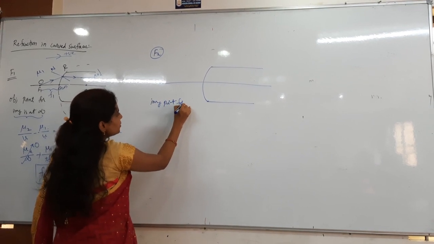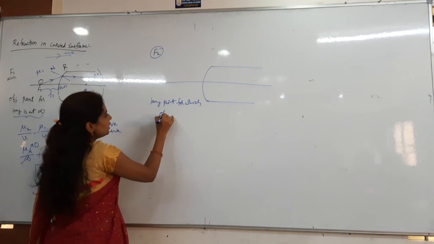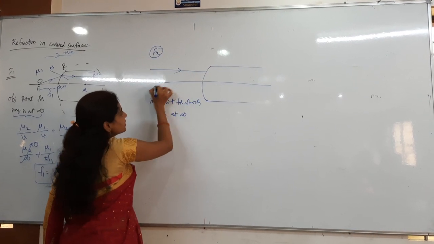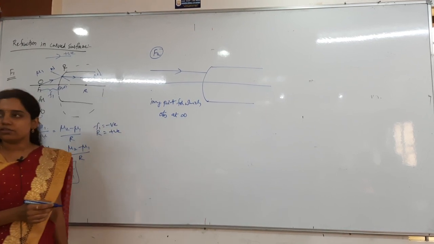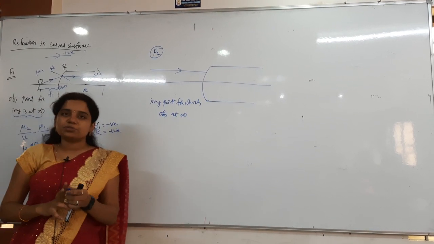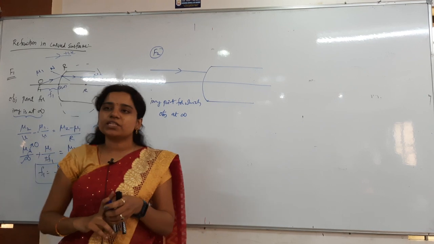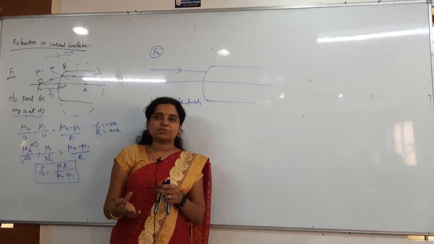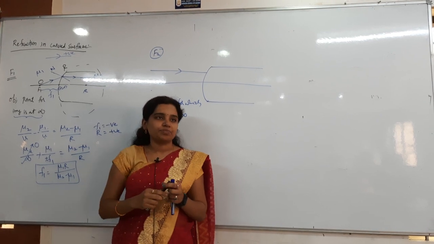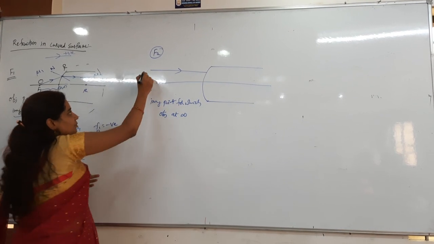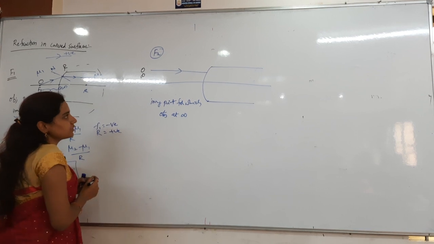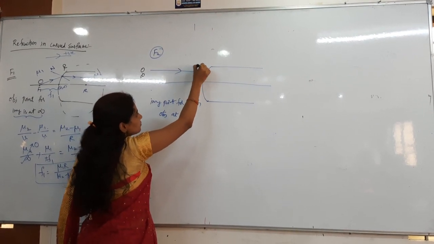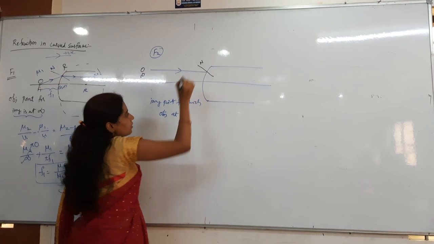Image point for which the object is at infinity. Infinity means the paraxial rays will come, we already know the theory. Whenever the object is placed at infinity, which rays will it be? Paraxial rays. The paraxial rays will always be parallel to the principal axis and very near to it. So here paraxial rays are coming because my object is at infinite distance. Now after coming, this is a normal drawn. This is a normal drawn again.